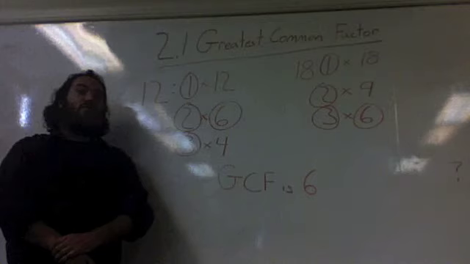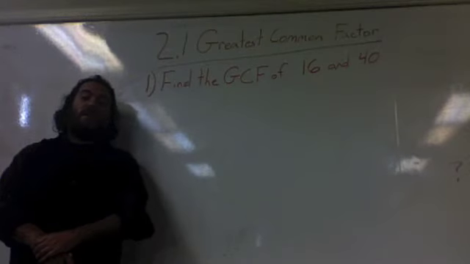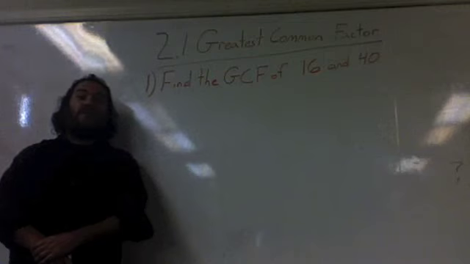Now I'm going to give you 2 problems to try on your own. The first problem I'd like you to solve is finding the greatest common factor of 16 and 40. Remember, write out the factors and then circle the ones they have in common. Look for the one that is the greatest factor that they both have, the greatest common factor. You should hit pause now and solve this problem. When you hit play, I will give you the answer.